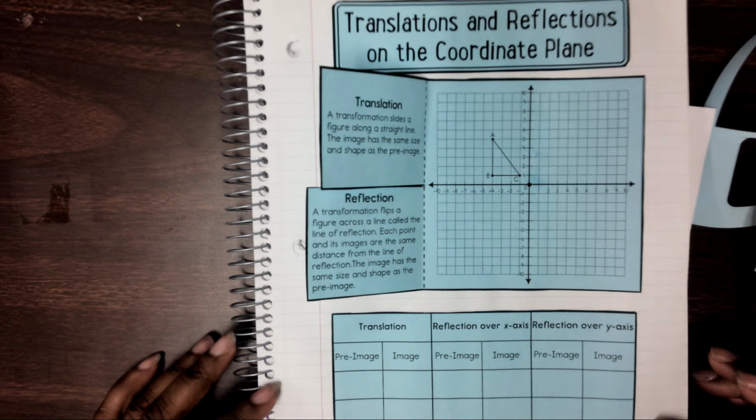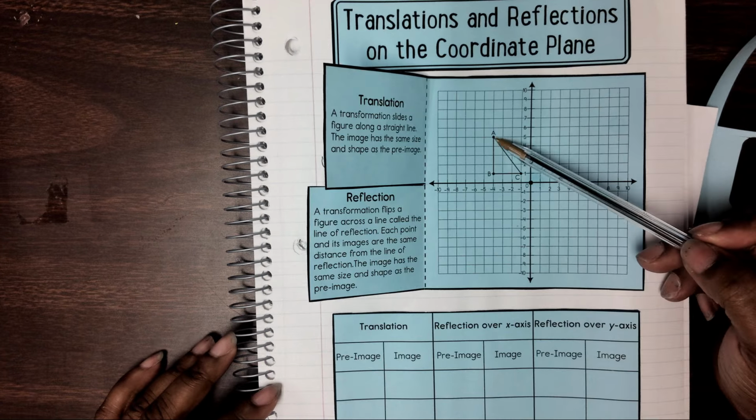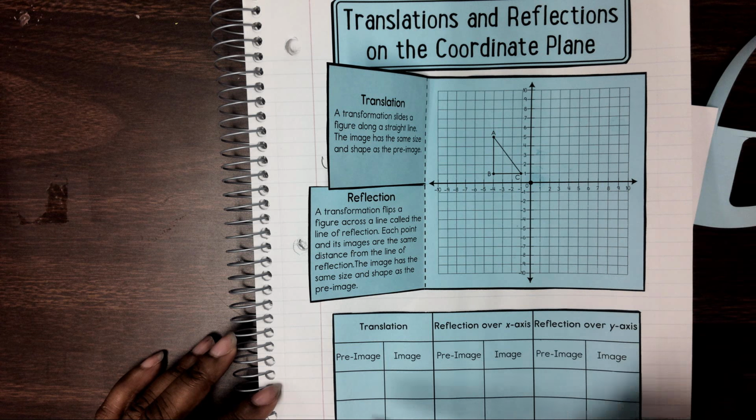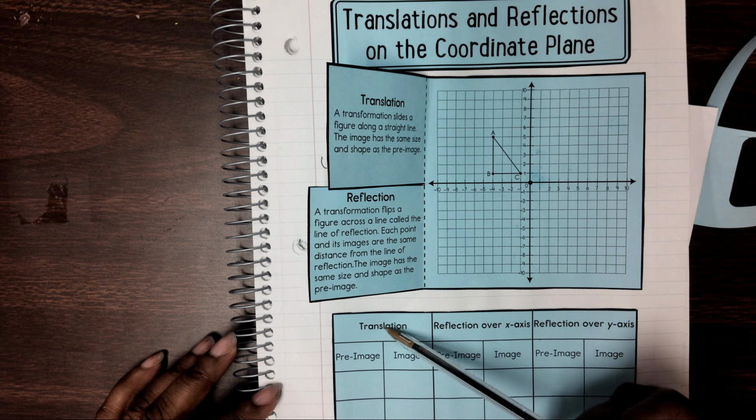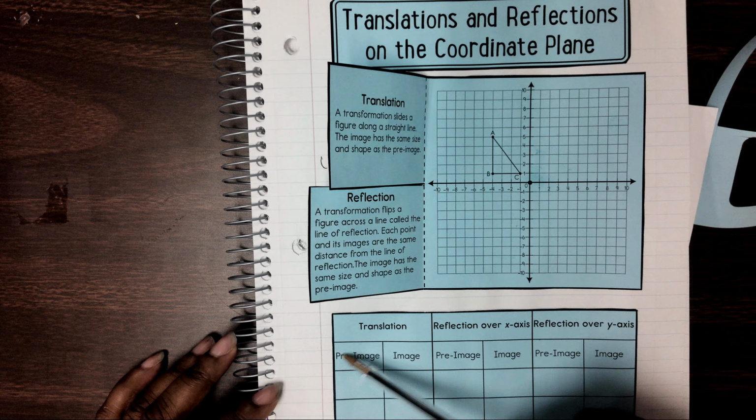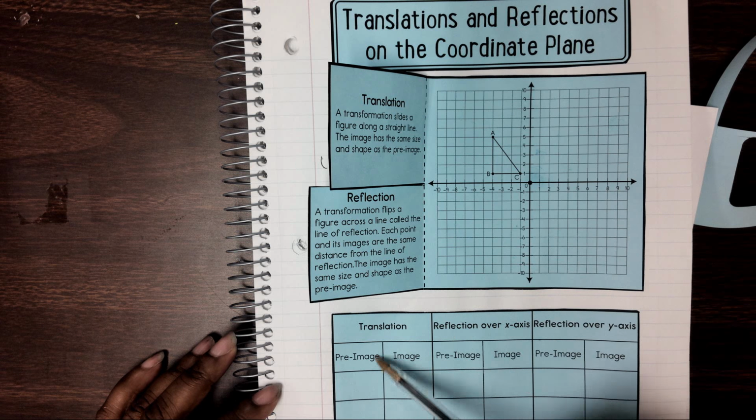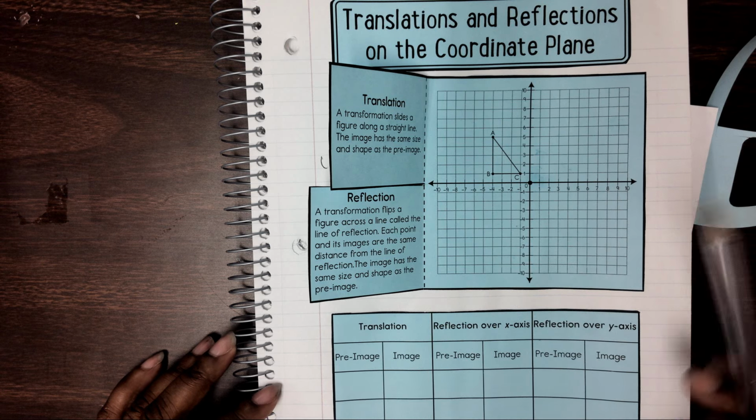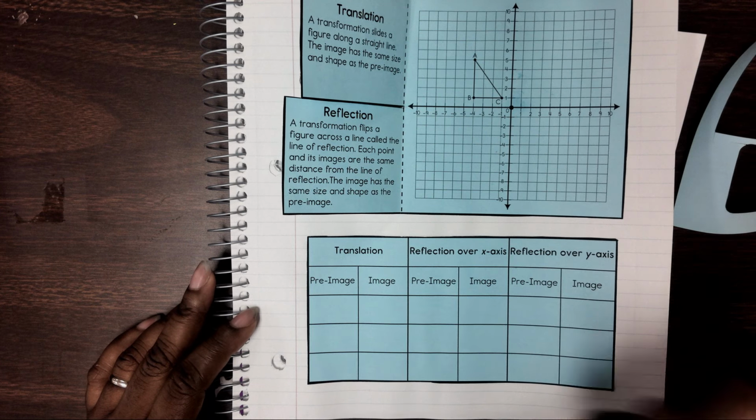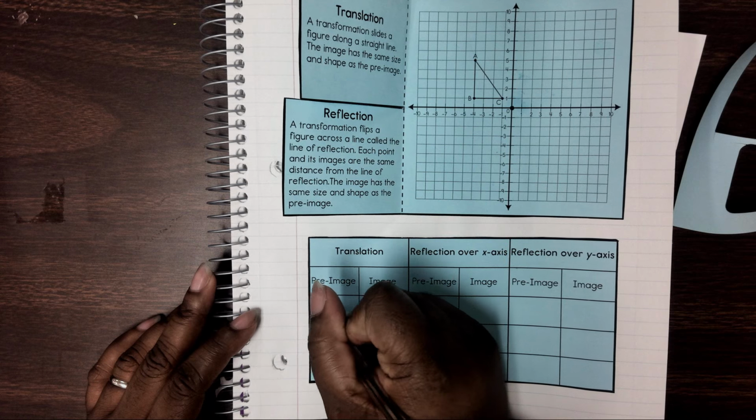Alright, so first thing first, we are going to make sure that we write each one of our points, okay, on our translation and our pre-image. Again, pre means before, okay? So this is the original image. Pre-image means our original, okay? So first thing, we're going to write A.